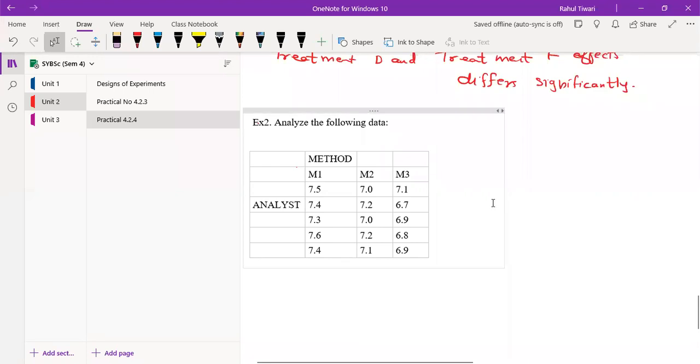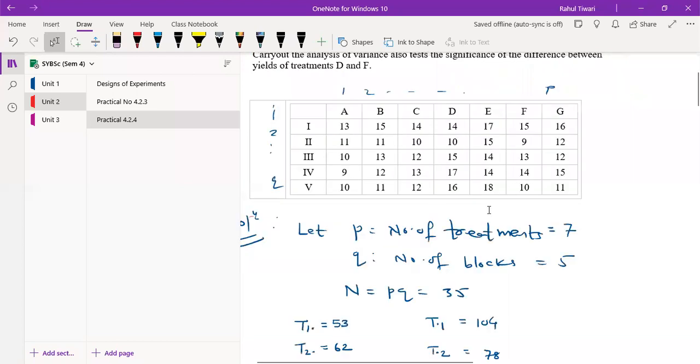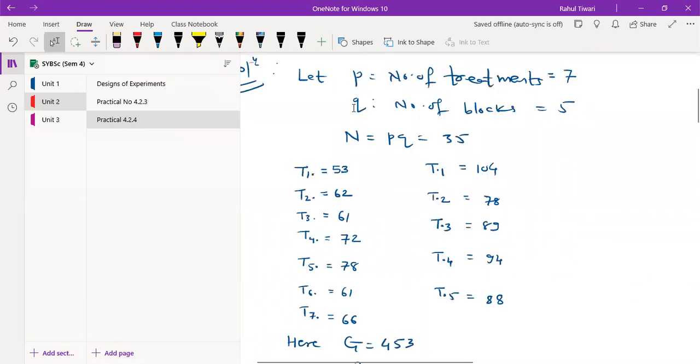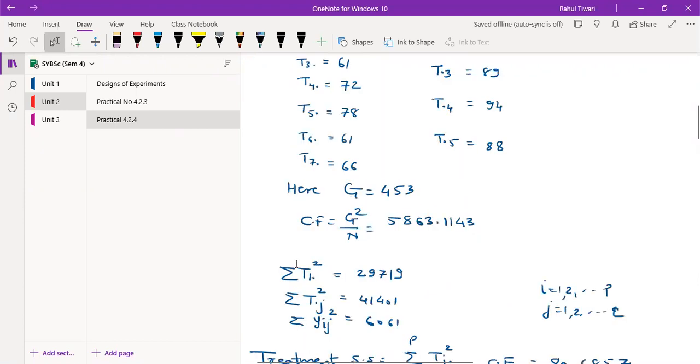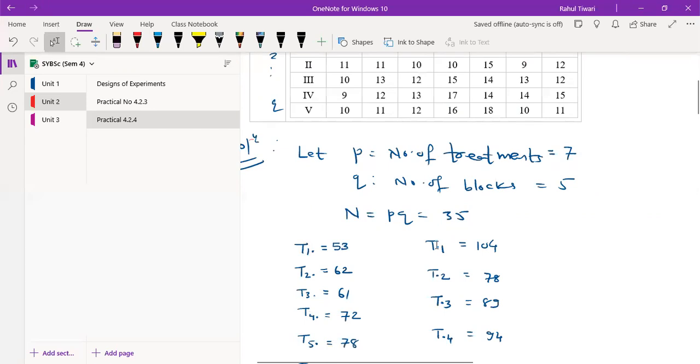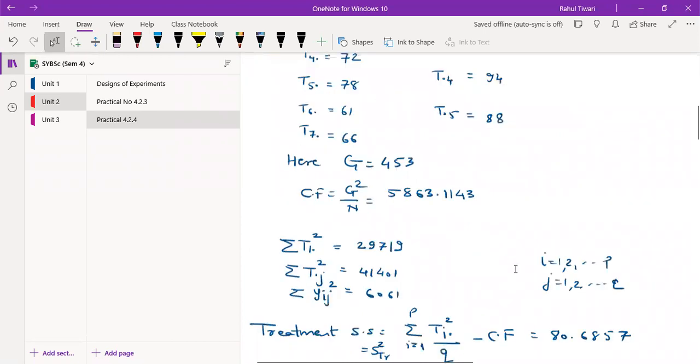You can start by finding out how many P are there, how many Q are there, and then the total of all treatments and the total of all blocks. This is all treatment totals, this is all block totals. In some books they have written B, which means block total. So either you can write treatment total here and block total here, that will be better.